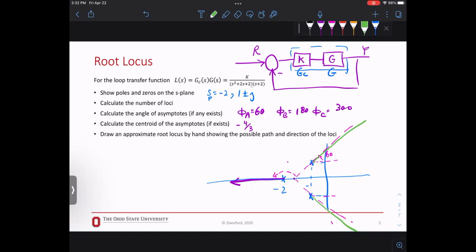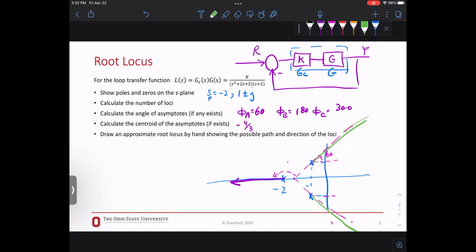So you will see, what's that? How did you get which pole was which pole? So you have three asymptotes, right? One is negative 180, one is 60, one is 300. So the conjugate poles move together, meaning that when you're changing K, those two poles move together. So they mirror each other. So the only one that doesn't have an asymptote would be the one with 180, the one that's on the far right.